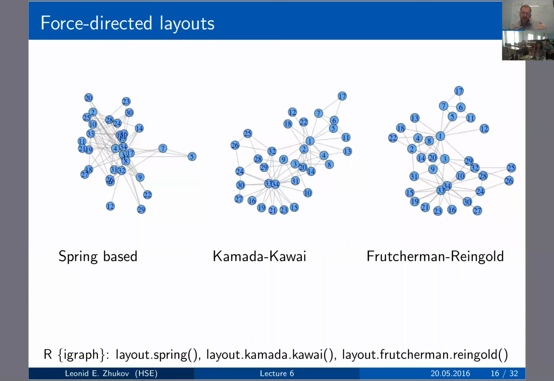So the second layer of defense, the second type of layouts you might want to look at, are so-called force-based layouts. And the idea here is the following. You might think of the graph as a bunch of masses, like little balls connected by springs.